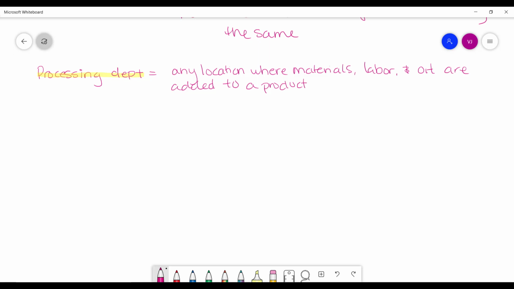With a process costing system, there could be 2 processing departments, 4, 3, it doesn't matter. It will all depend on what kind of product it is, obviously, and how many phases that product needs to go through to get to completion.